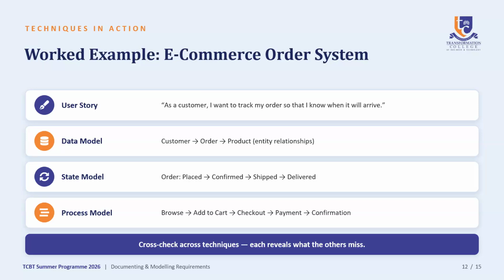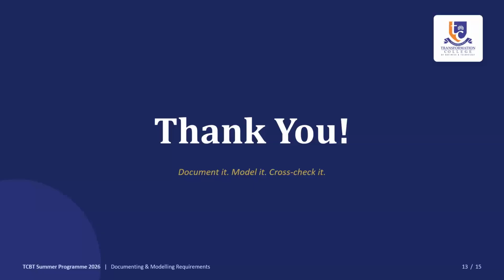Then the process model speaks to the flow of browse, add to cart. I think this is a payment for an e-commerce system. Browse, add to cart, checkout, make payment, then confirmation. I hope we get this. Are we still following? My time is fast spent. Oh, okay, that's the end.